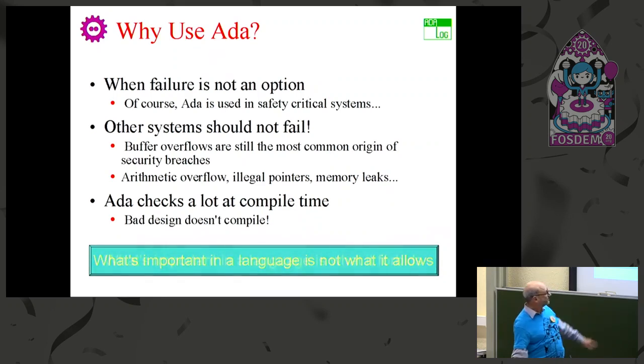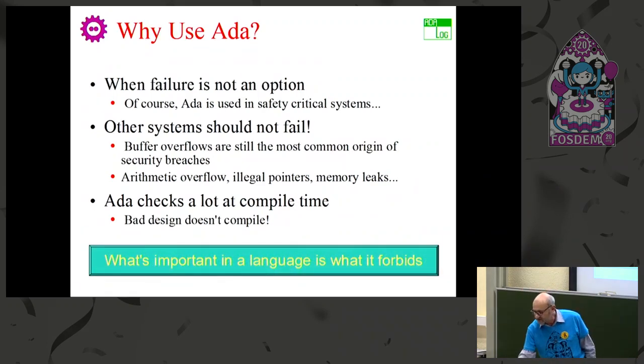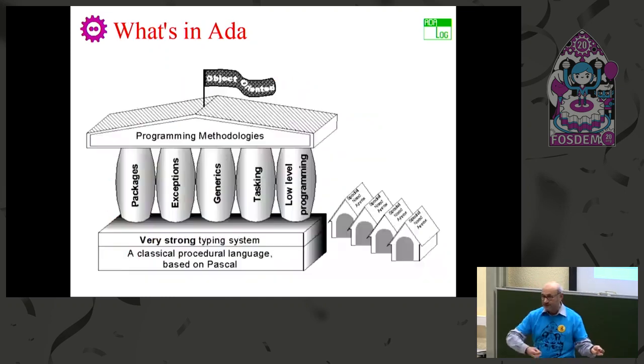So what's important in a language is not what it allows. What's important in a language is what it forbids, okay? Because that's where the safety comes from. If you have a language like C that allows everything, well, that's normal. It's a portable assembly language, so you have to take up the responsibility of safety. If you allow everything, there is nothing you can prove. The only thing you can prove is when you have rules that forbid some incorrect constructs.